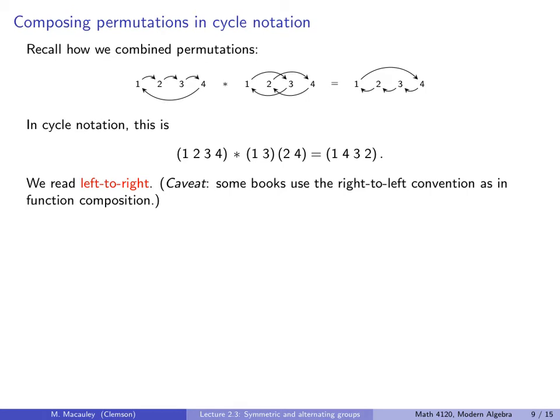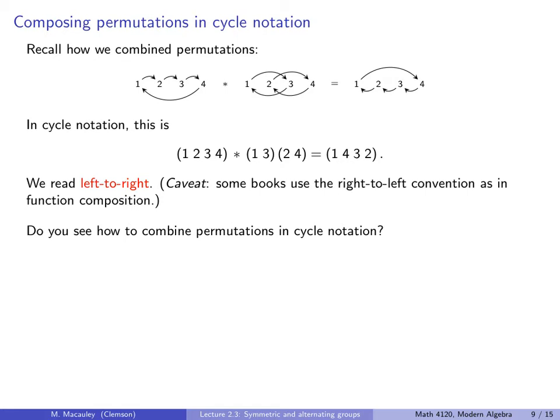So we are reading left to right, and a big warning here is that a lot of books use the right to left convention, motivated by function composition. If you think of these permutations as functions, then it actually is natural to think of this as first do that, then do that, then do that. It doesn't matter as long as you pick a convention. So we're going to stick with the convention that about half of the books do, that we are going to read left to right.